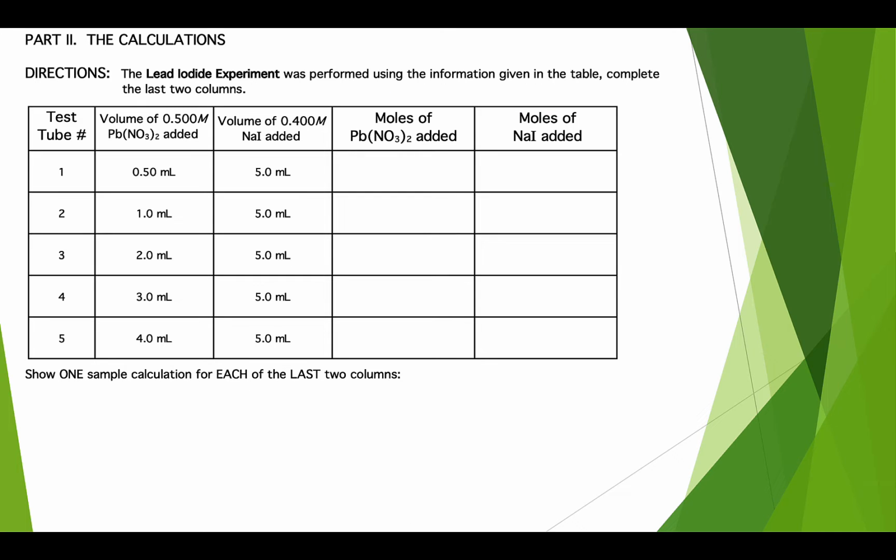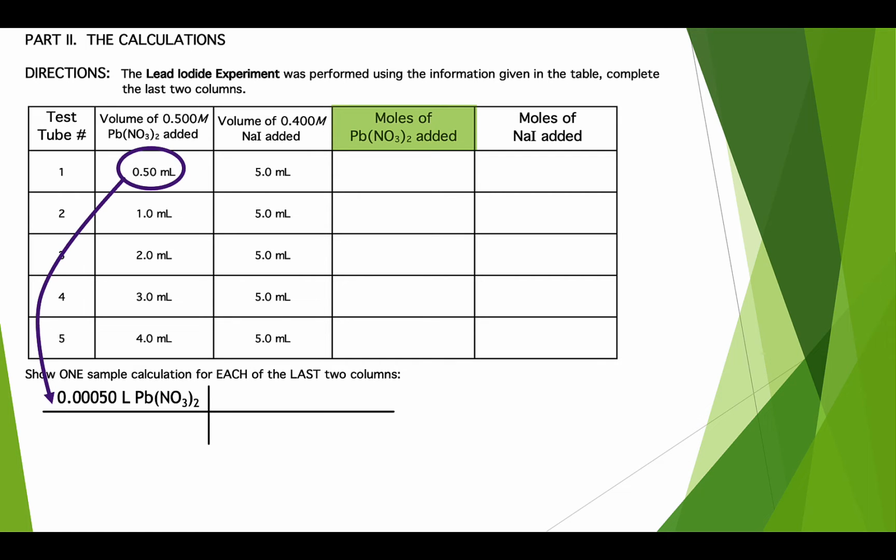For that, we will first need to know how many moles of lead and moles of iodide we added to each test tube. I'm going to go through a sample calculation for each one of these problems. I'm going to use test tube number 1 as my example. So to find the moles of lead, I'm going to take the volume of lead nitrate that I added to test tube 1, convert it to liters. And then to find the moles, I'm going to multiply by the molarity.